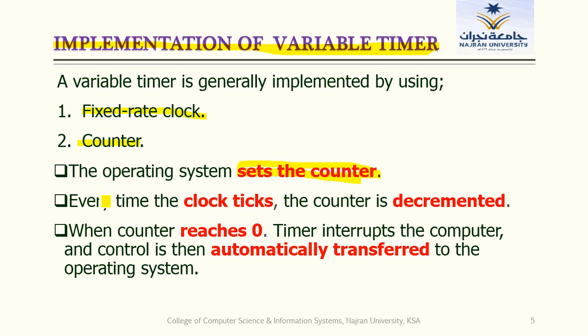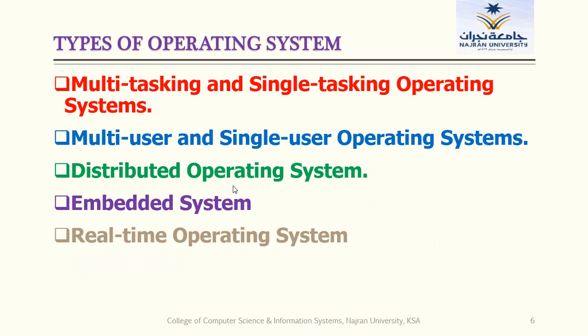So these are the steps. We need two things: a fixed rate clock and a counter. Then we need to set the counter. Every time the clock ticks, the counter is decremented. When the counter reaches 0, the timer interrupts the computer and control is automatically transferred to the operating system.